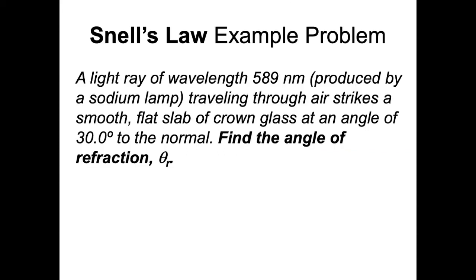All right, so let's do an example. A light ray of wavelength 589 nanometers, all right, we're good there. That's going to be working in my table. That's the optimal wavelength there. And let's say it's produced by a sodium lamp, and it's traveling through air, and it strikes a smooth, flat slab of ground glass at an angle of 30 degrees to the normal. Find the angle of refraction.